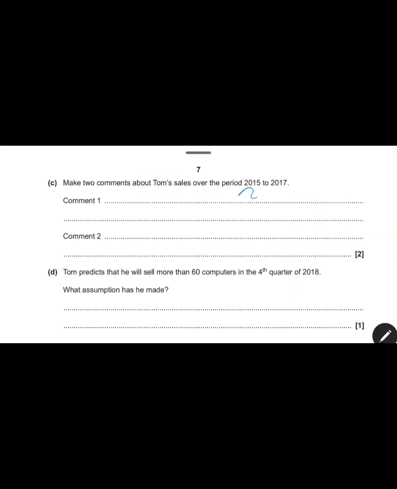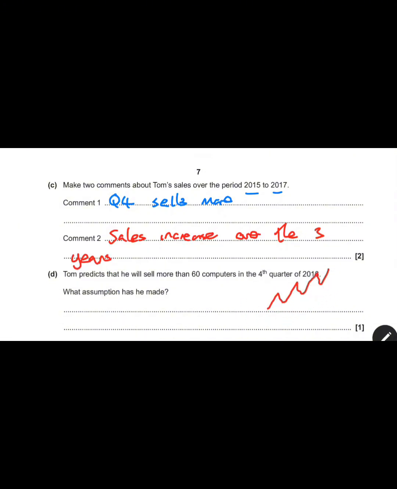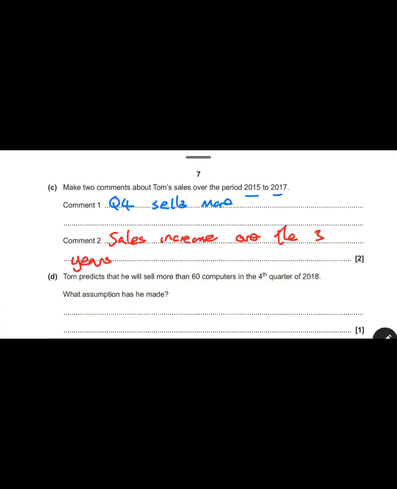Part C, it says make 2 comments about the sales from 2015 to 2017. Just quickly look back at the graph and you'll see what I'm about to explain. We can definitely say that in Q4, he sells more. All right, every time in Q4 we're at the top of the graph, so he's always selling more in Q4. And what we can also say is that the sales increase over the 3 years. The graph is kind of slowly going like this, up and up and up and up, so he's slowly selling more and more computers.